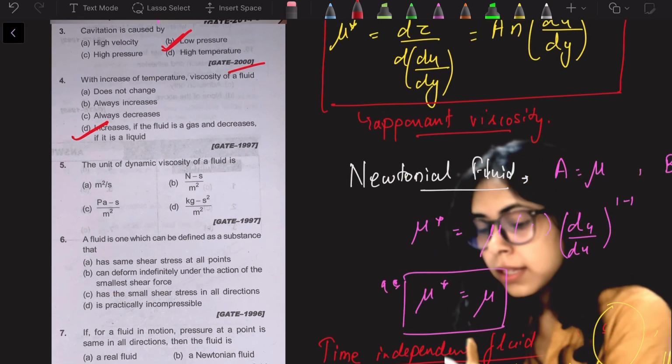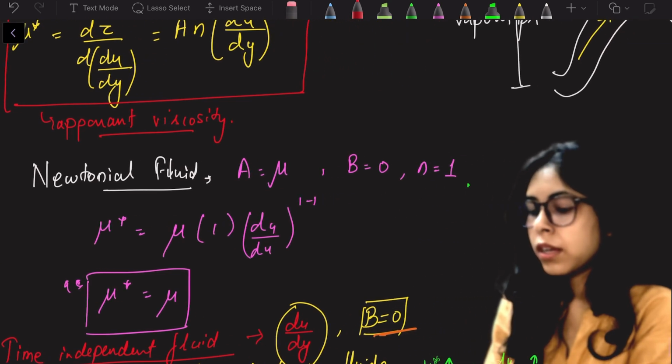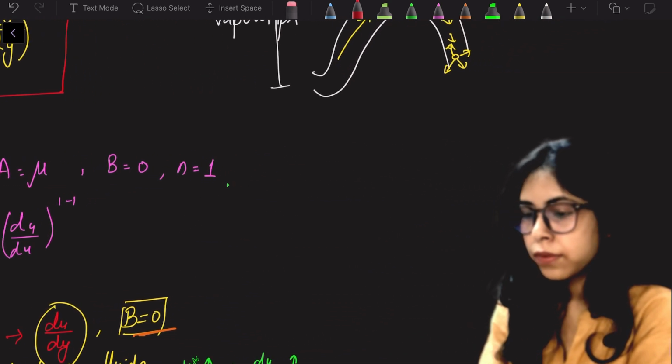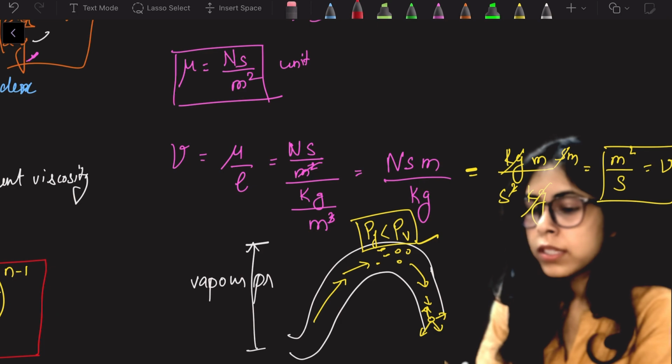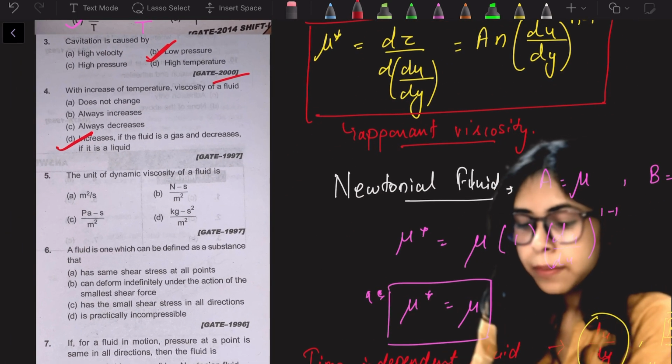Question number 5 is the unit of dynamic viscosity of a fluid. Just a few minutes ago we have seen the unit of dynamic viscosity: Newton second per meter square. So it should be Newton second per meter square, answer B for question 5.